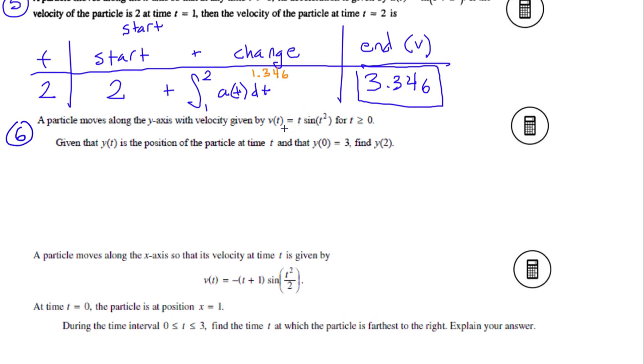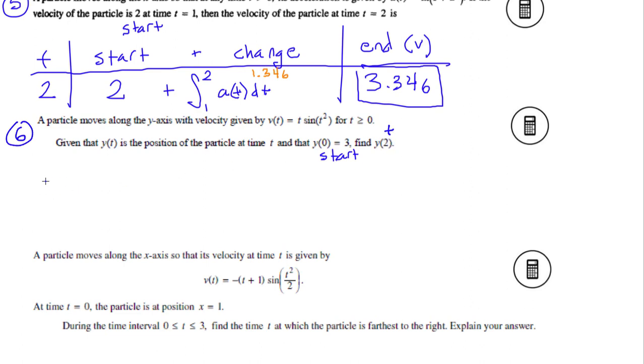We have velocity and the position. Given that y(t) is the position, this is position. So this is saying at time equal to 0, the position is 3. So this is all the start information. I'll write start. And we need to find when time is equal to 2. So this is at t equal to 2.